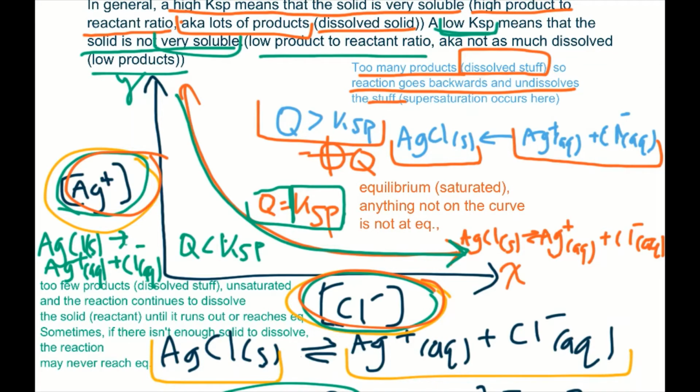And on this point right here, this is where supersaturation occurs, because supersaturation occurs when there is too much stuff dissolved and when you're not on the equilibrium curve. And remember, when Q equals Ksp, that's the maximum amount of ions that can be in solution. And if you go beyond that, you're essentially going over the saturation point and becoming supersaturated. And when supersaturation occurs, the reaction wants to go backwards to remove some of these excess ions in order to get the system back into equilibrium.